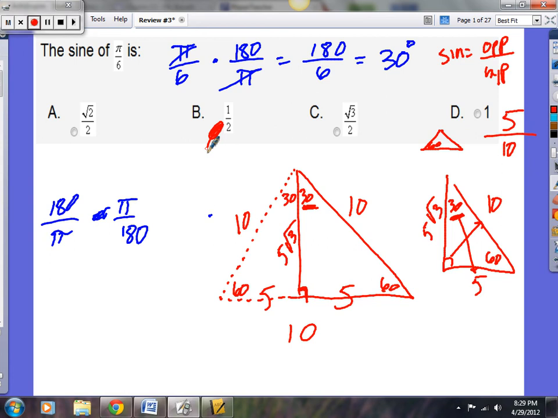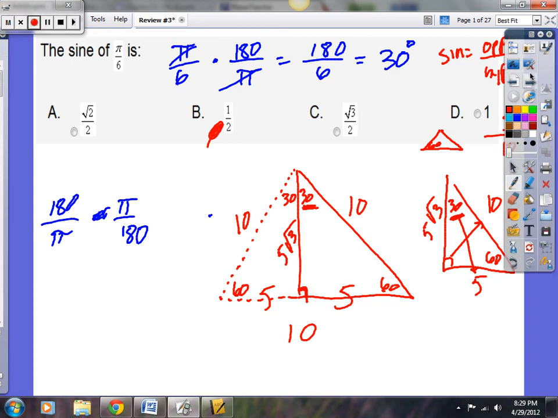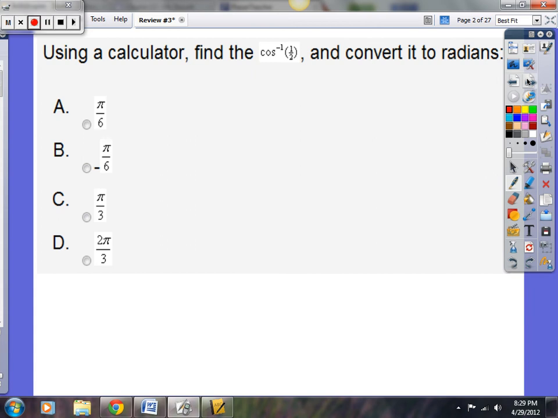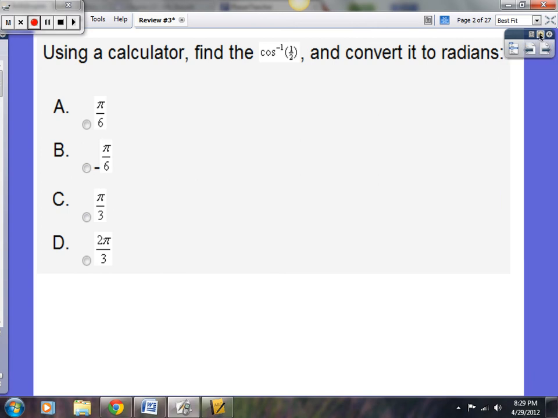So that's a pretty common trig problem, and there's probably going to be a couple just like that on the test. Number 2. Okay, this is a good problem. Using the calculator, find, that is the inverse right there, the inverse cosine of 1/2. So they want you to find the angle. They know the fraction.